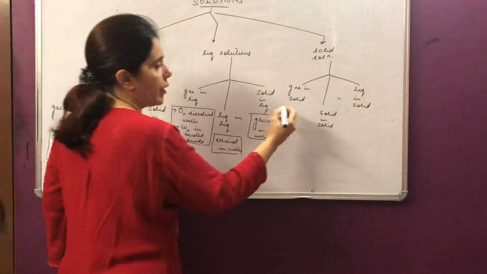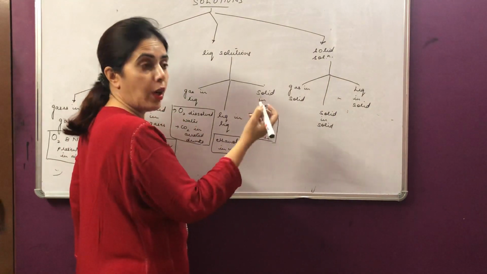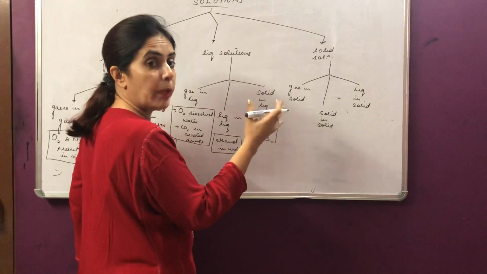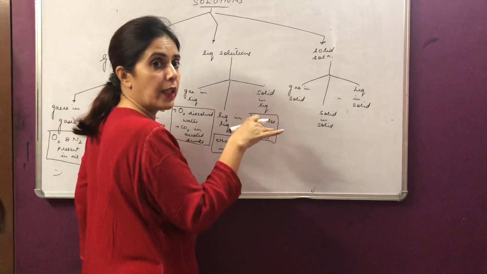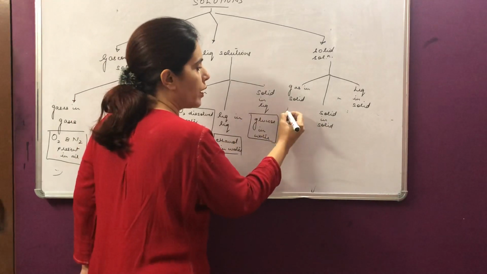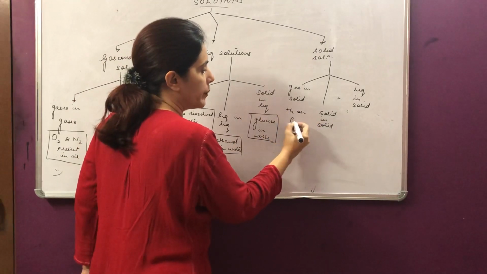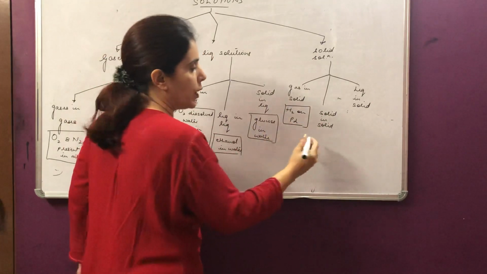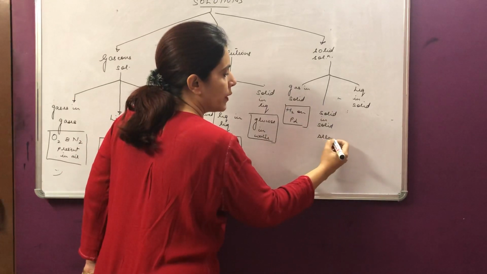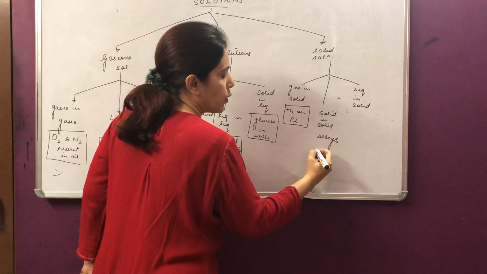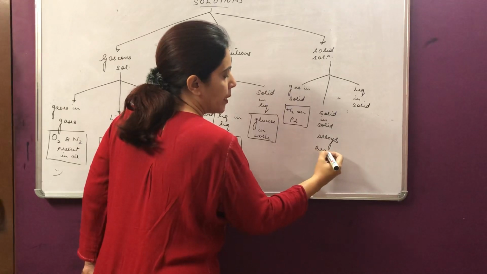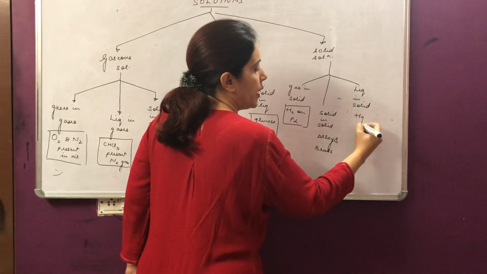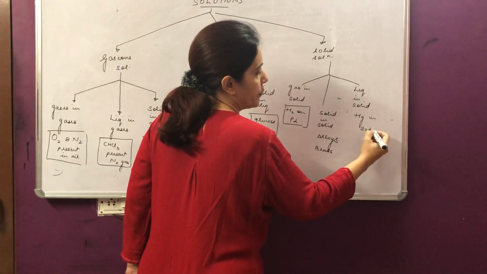Gas and solid. When we did hydrogenation of ethene in class +1, we took hydrogen, we took palladium as a catalyst, and hydrogen was getting absorbed on palladium. So the gas and solid is hydrogen on palladium. Then the next is solid in solid. All the alloys are the examples of solid in solid. For example, brass, bronze, etc. Liquid in solid is mercury in sodium.